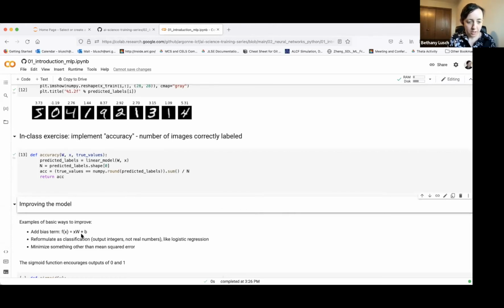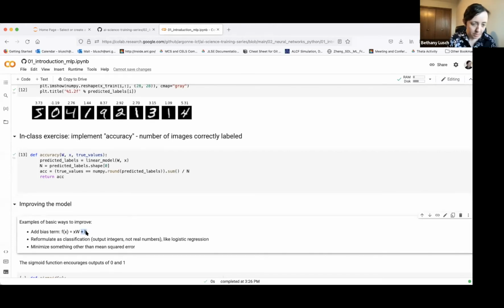So one thing that we could do is we can add a bias term to make it more complicated. So in the 1D case like last week, that's like the slope intercept. In the higher dimensional case, this is adding a whole vector. So that's typical. And then, yes, this excellent point that we really want it to output integers, not real numbers. So this is like going from linear regression to logistic regression, if you're familiar with that. And something other than mean squared error might give us better results.